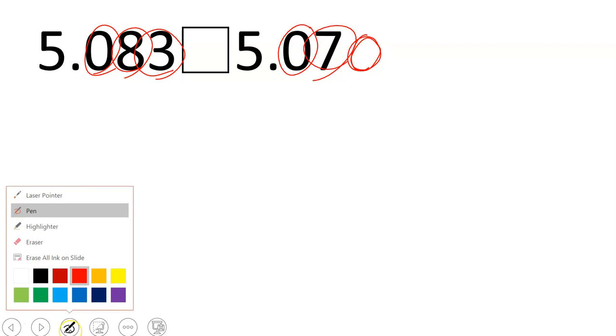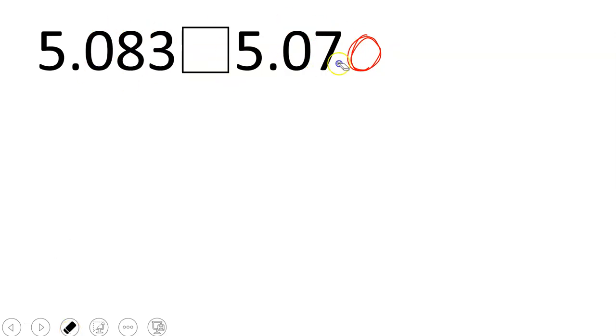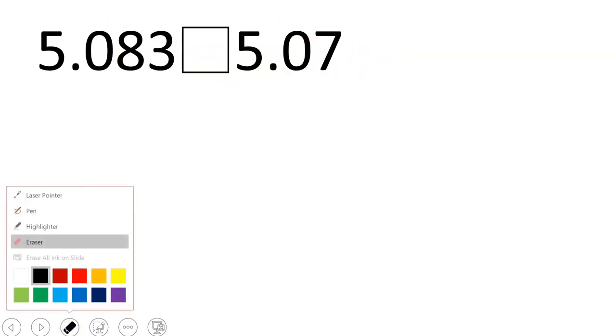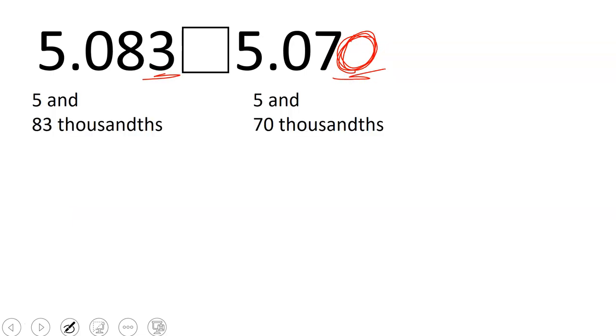All right, now we have 3 numbers, 1, 2, 3. So what I need to do is have 1, 2, 3 over here, so I'm going to add a 0. Let me erase that. I just want to show you that we're adding a number here so that we can compare 5 and 83 thousandths to 5 and 70 thousandths. So we're really comparing that 83 to that 70, and that is a greater amount. 5 and 83 thousandths is a greater amount than only 5 and 70 thousandths.